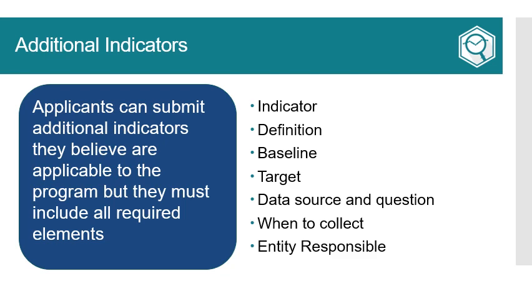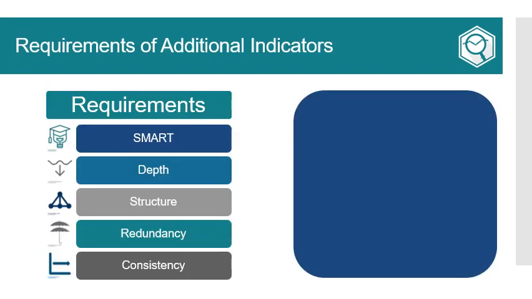A good place to start reviewing if there are additional indicators for your program is the ECA Functional Bureau Strategy Indicators or the ECA Indicator Book, which contains all of the ECA standard indicators. There are additional requirements to be aware of for any additional indicators proposed by an applicant. These requirements are to ensure that all indicators used to measure program performance are of equal caliber.